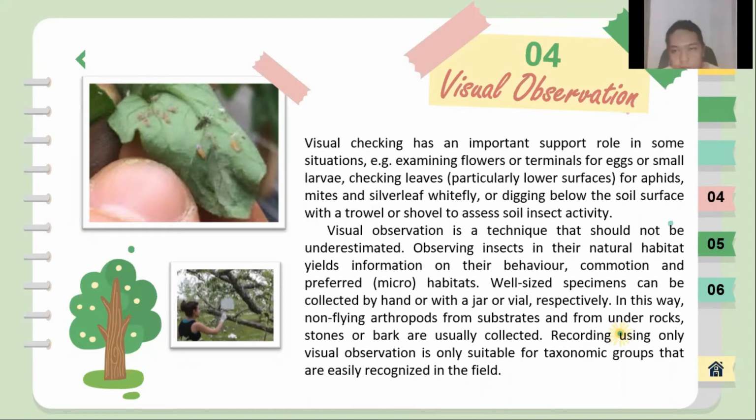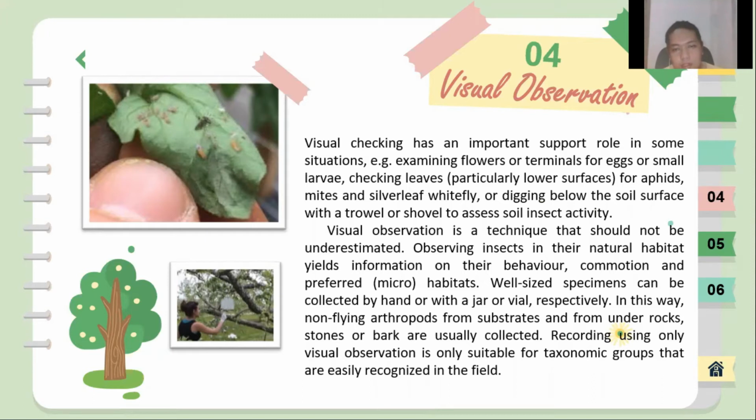Next is visual observation. Visual checking has an important support role in some situations, e.g., examining flowers or terminals for eggs or small larvae, checking leaves, particularly the lower surface, for aphids, mites, and silverleaf whitefly, or digging below the soil surface with a trowel or shovel to assess soil insect activity.